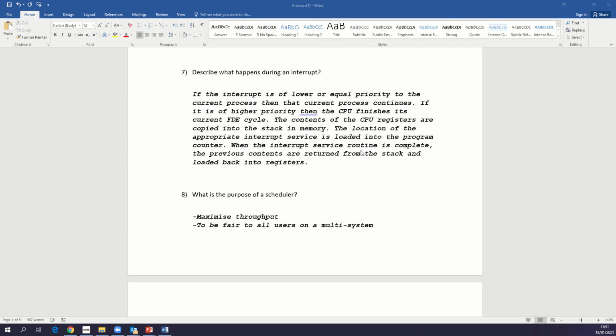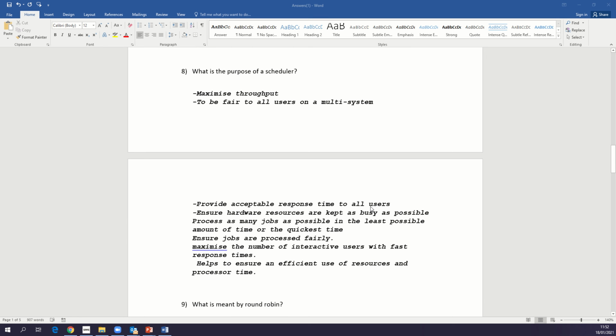So the CPU would finish its current FDE cycle and copy the contents of the registers into the stack in memory. This is so it can carry on with this instruction, this processing, once our interrupt has completed. Then the ISR decides what's going to happen. So our interrupt service routine is loaded into the program counter, and once that is complete, the interrupt has been completed, we can remove everything back from the stack back into the register.